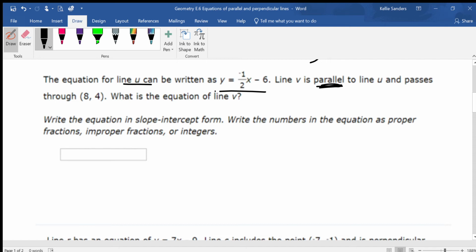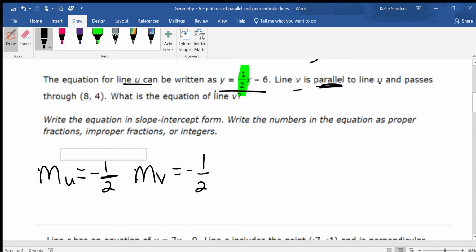Okay? So I'm just going to pause. And I'm going to write the slope of U. What's the slope? Well, it's in y equals mx plus b form, right? So the slope is -1/2. The slope of U is -1/2. V is parallel to U. So if U's slope is -1/2, then what's the slope of V?